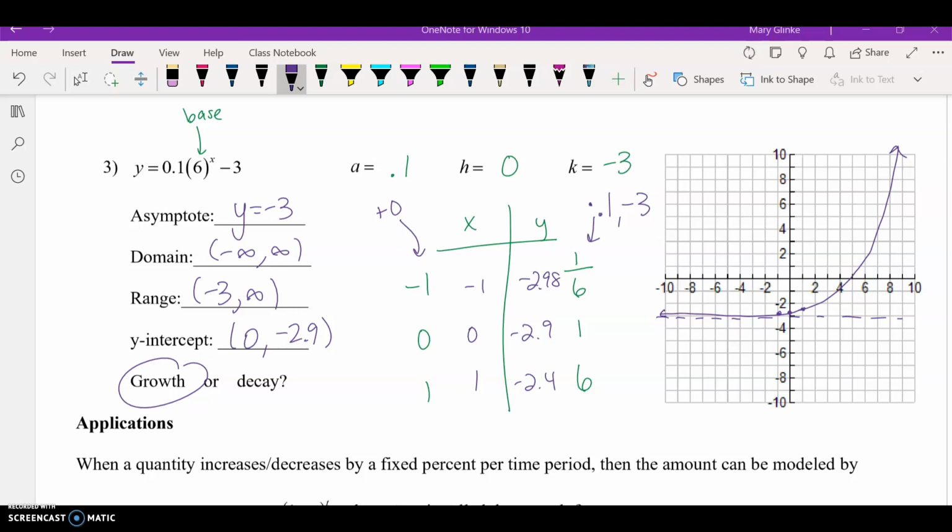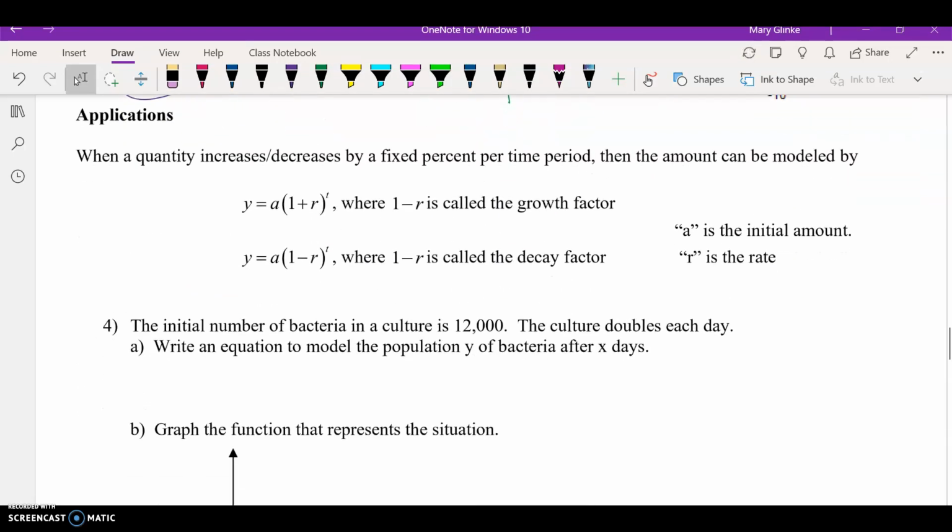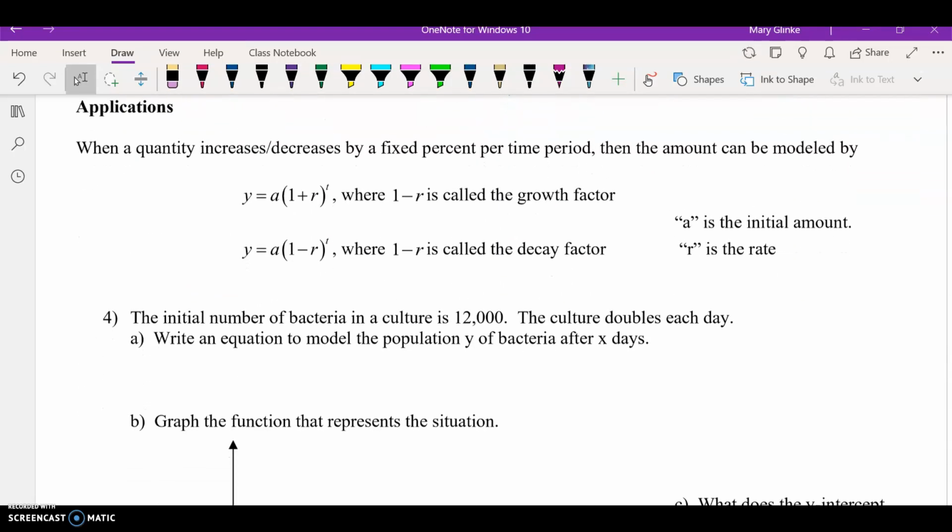So we're going to move on to just a couple of application problems. Your application problems are going to be based off of exponential functions. A out in front is your initial amount. 1 plus r is your growth factor. So this right here is supposed to be 1 plus r. This is your growth factor.